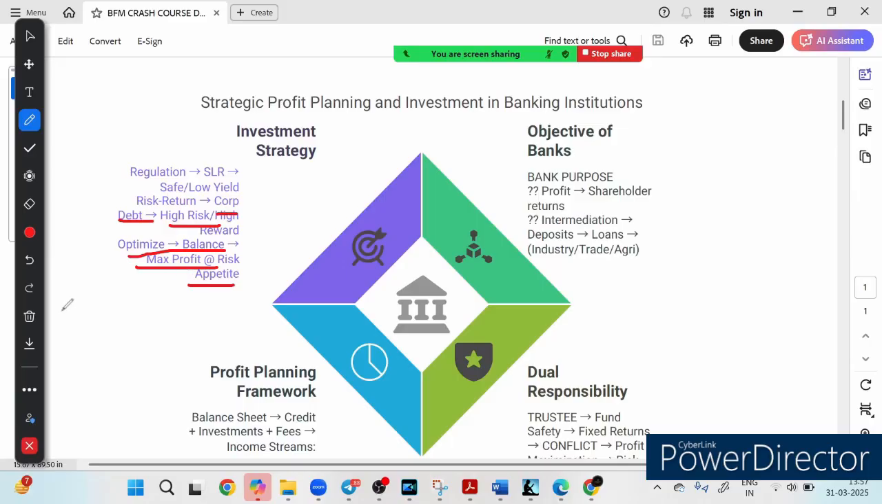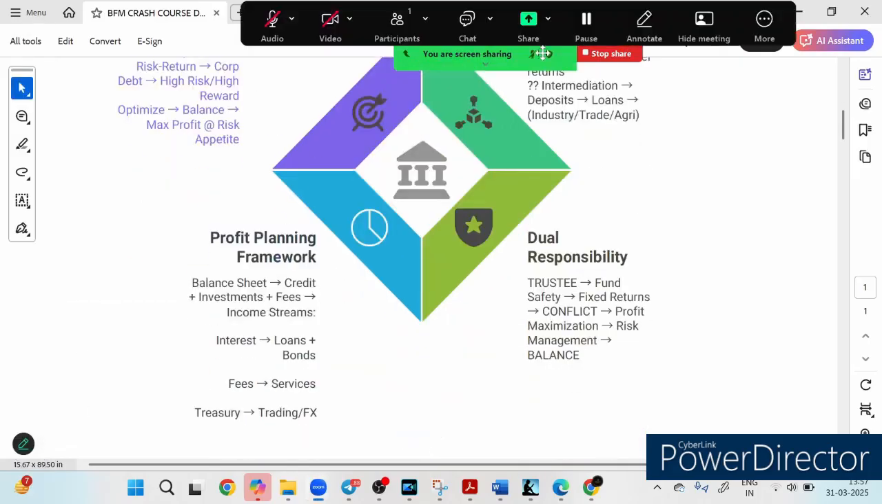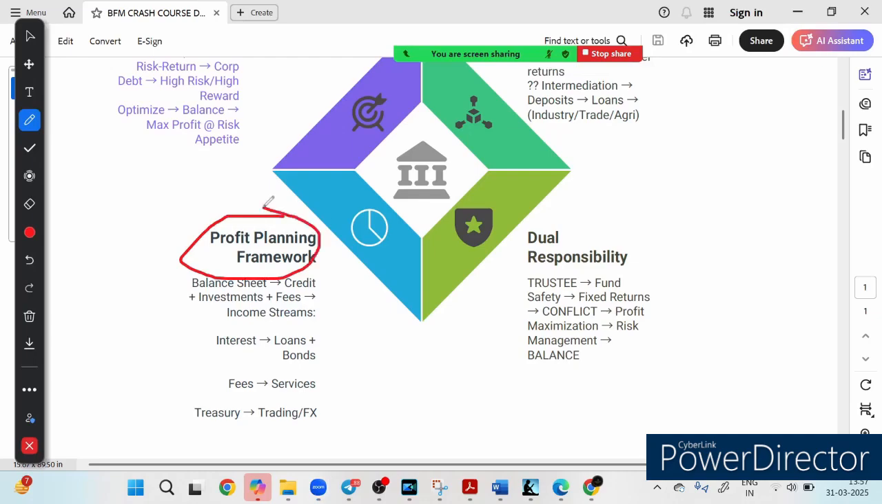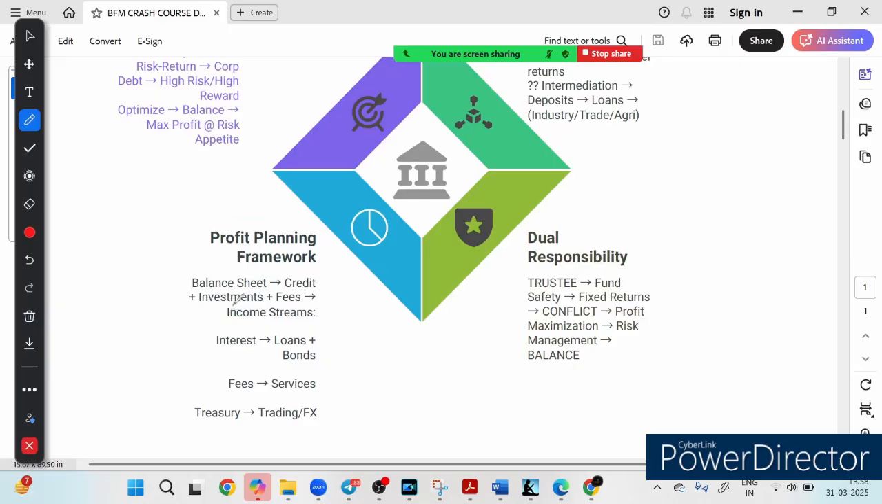That is the point. Now let's look at the next segment, something called the profit planning framework, and on the left side you can see it here. Friends, let's see. A bank's earnings are not just from loans. They have multiple income streams, like interest income through loans and bonds. There are some fee-based services they provide, like account maintenance and transactions, and treasury operations. That means they're trading in forex and securities. So these are the multiple incomes of a bank.